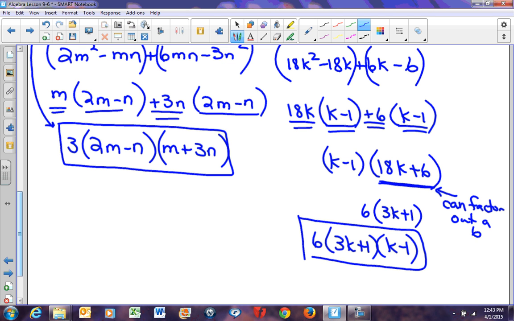So as long as you remember to take out your greatest common factor, you're okay. But a lot of times people don't recognize it. The last thing you should do is look at your problem and make sure there are no common terms within a parenthesis. There's no common term in the k minus 1, but there's a common term of 6 in the 18k plus 6, so you had to factor that out. This is factoring trinomials in the form of ax squared plus bx plus c.